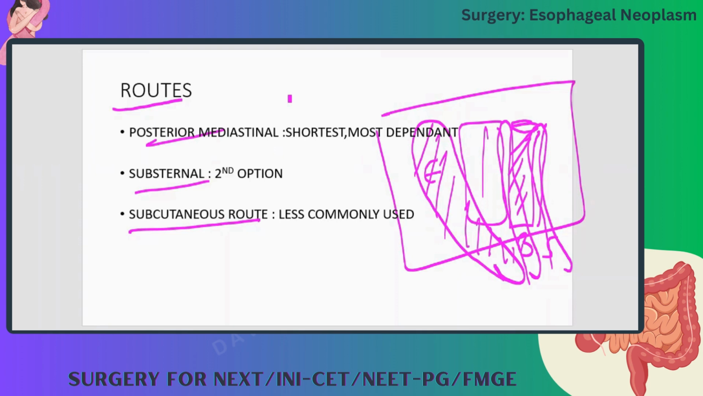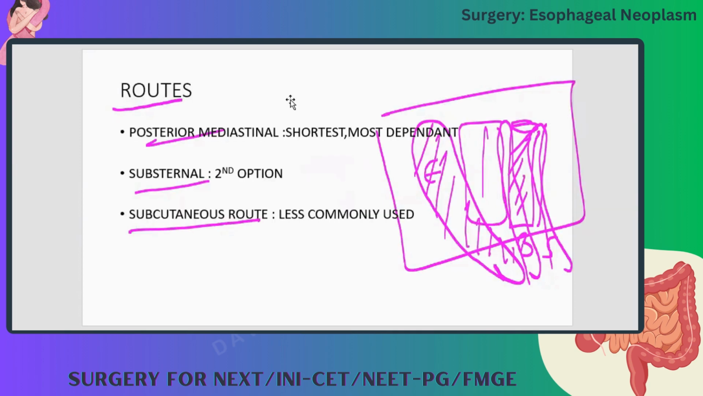There is no guarding for the esophagus, and one more thing, it looks very awkward. If there is a tube just beneath the skin, it looks very awkward. So you prefer either a substernal route or a posterior mediastinal route. Posterior mediastinum is the best route because it is very short, and easy for us to anastomose. The best conduit is stomach. Best route is posterior mediastinum. Remember these 2 points.